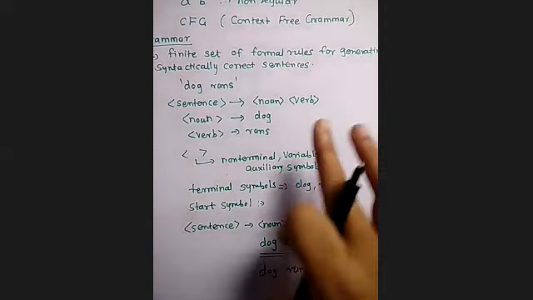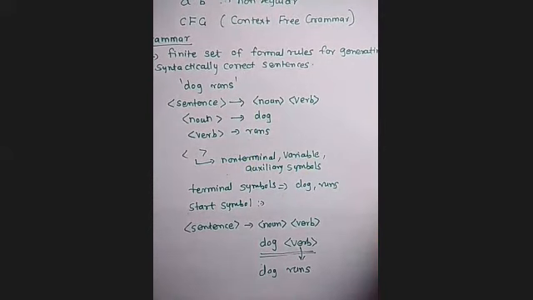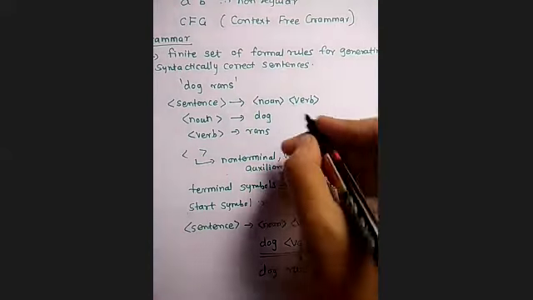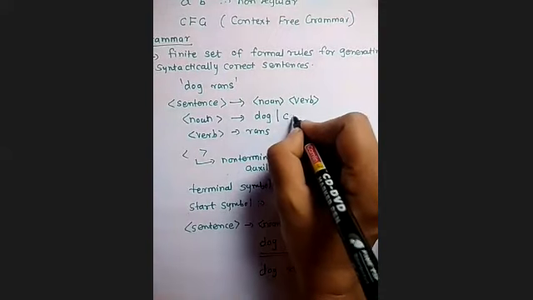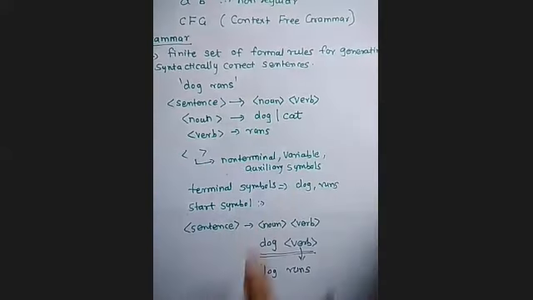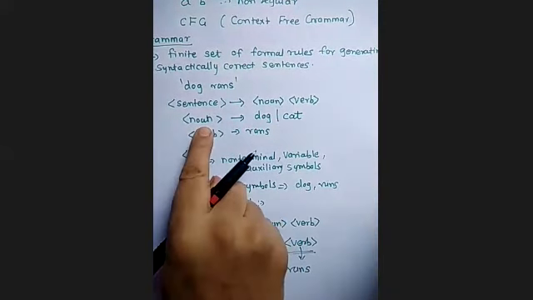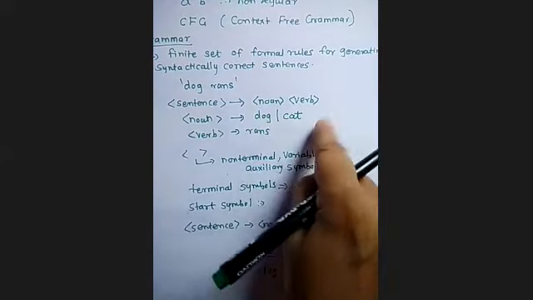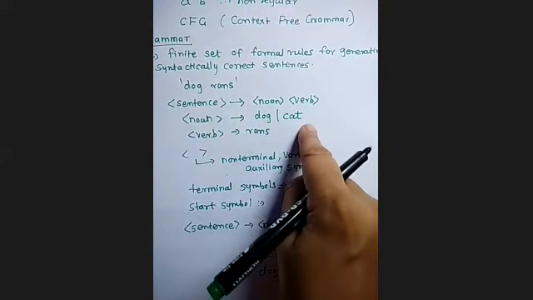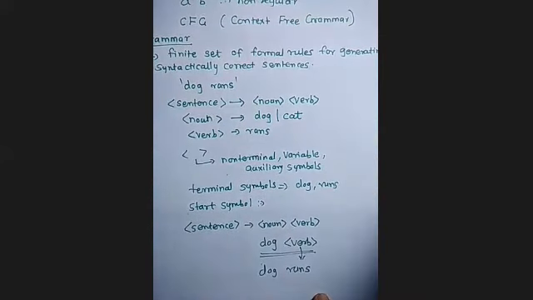But the problem here is what? This grammar, it will generate only this type of statement, only one statement, that is a dog runs. If I add one more noun here, like cat, this stands for what? Or. So you can replace this noun by either dog or cat. Now that I have added this, it can generate two statements. I can also generate cat runs. So this is how you are going to write the rules.